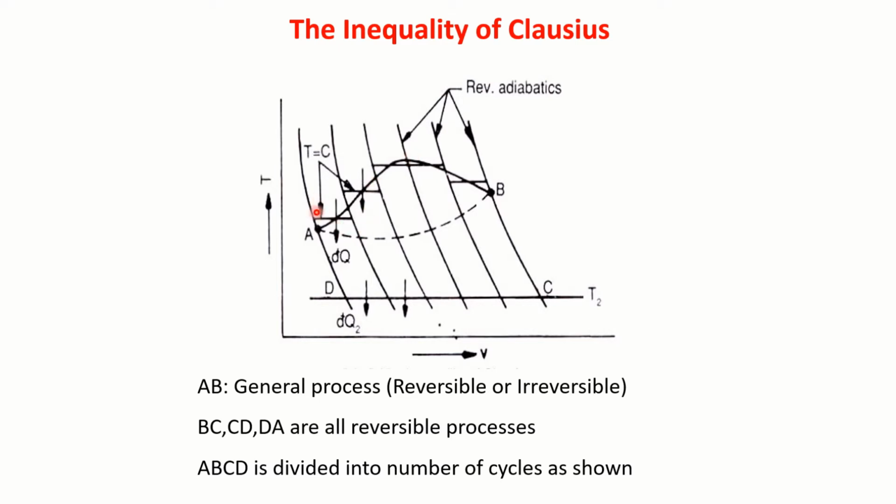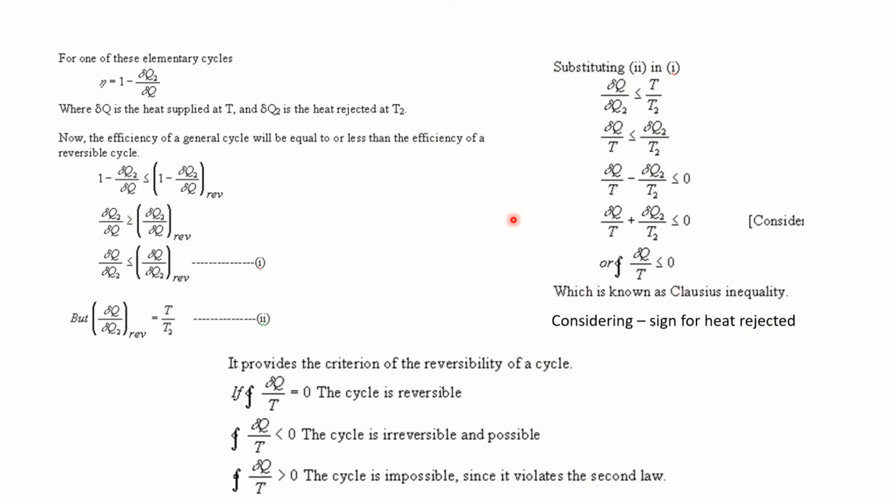Now, let us look at this part only, this cycle. This is a reversible isothermal, reversible adiabatic. This is also an isothermal process because the temperature is kept constant. This is adiabatic. This is a Carnot cycle. So, this is a reversible cycle. If you consider this, it is not a reversible cycle. It's an irreversible cycle.